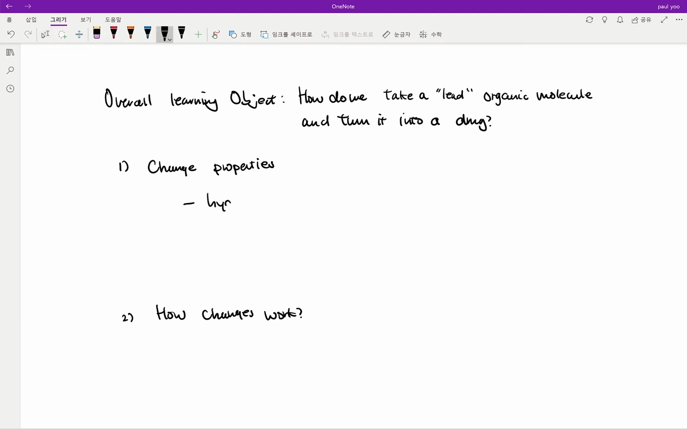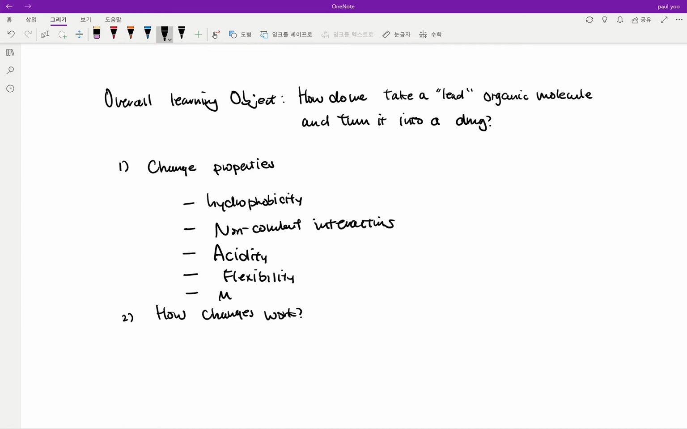Hydrophobicity is one of them. Non-covalent interactions. Acidity. Flexibility. And lastly, metabolism.